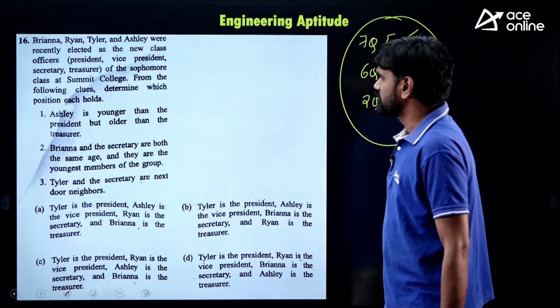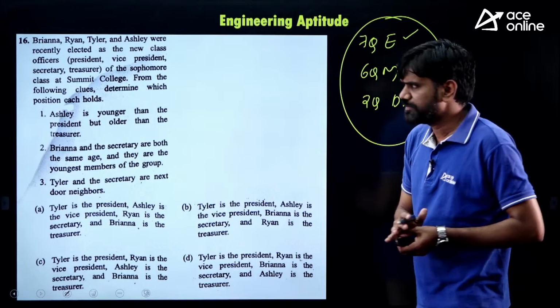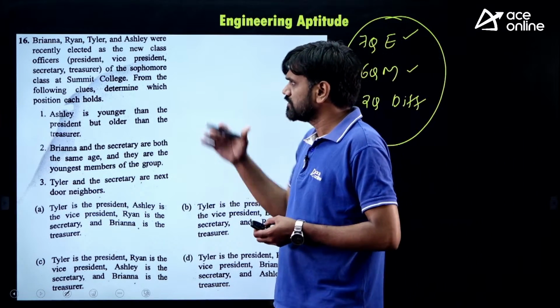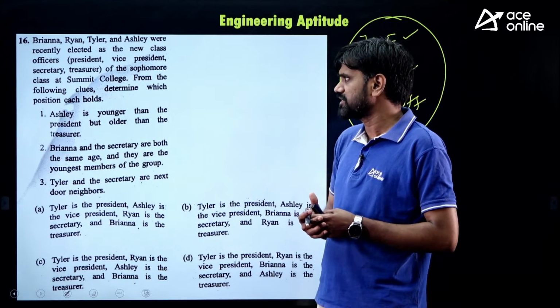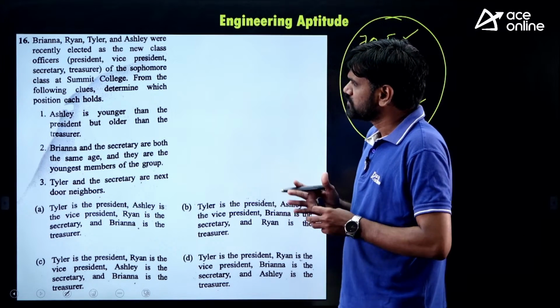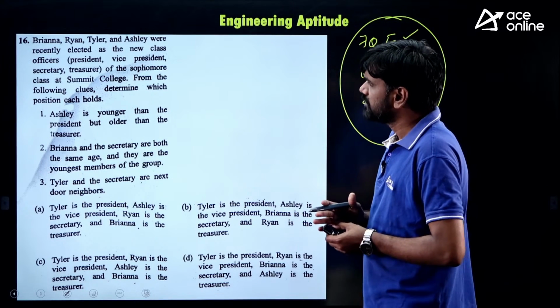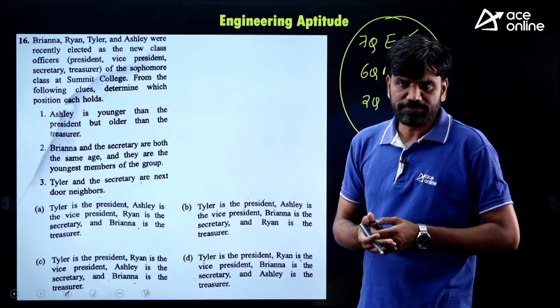Right? Out of those, let us see question number 16, this I can classify as moderate. Here the data given is related to 4 people who were elected as new class officers, and the positions are given: President, Vice President, Secretary, Treasurer of the sophomore class at Summit College. From the following clues determine which position each person is holding.